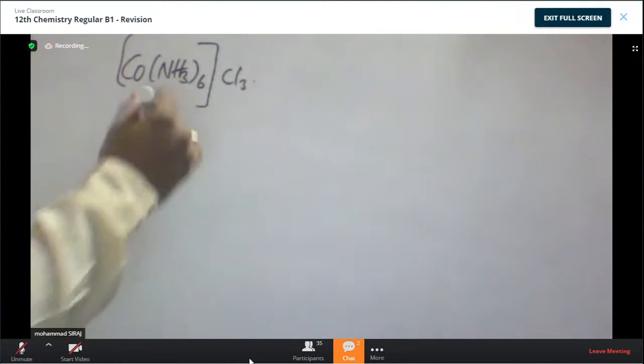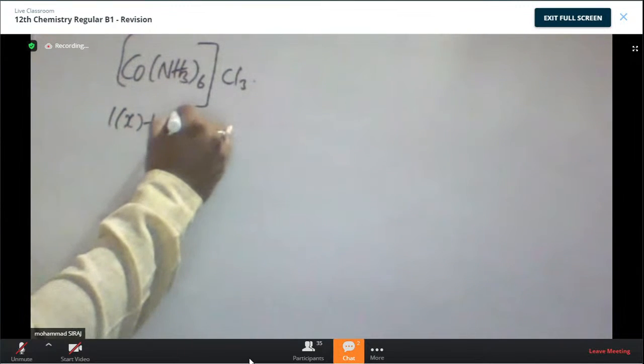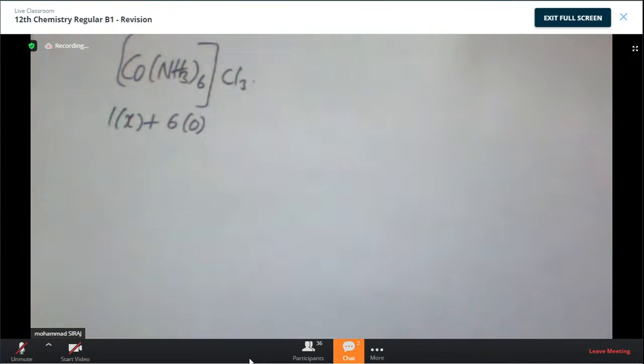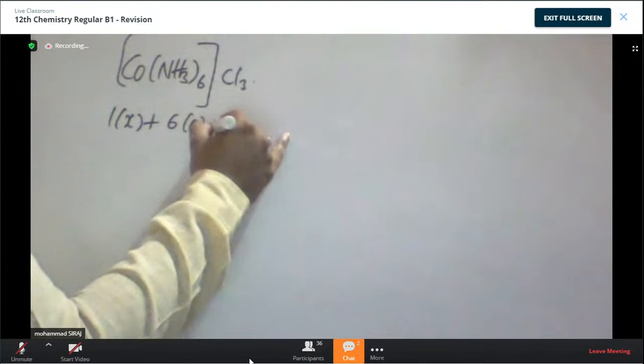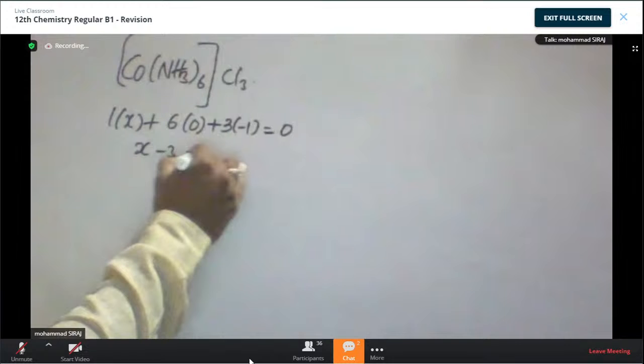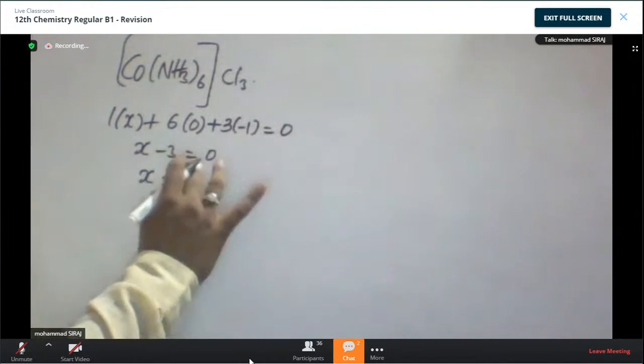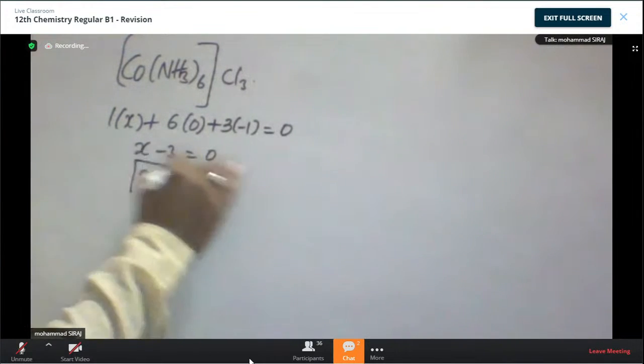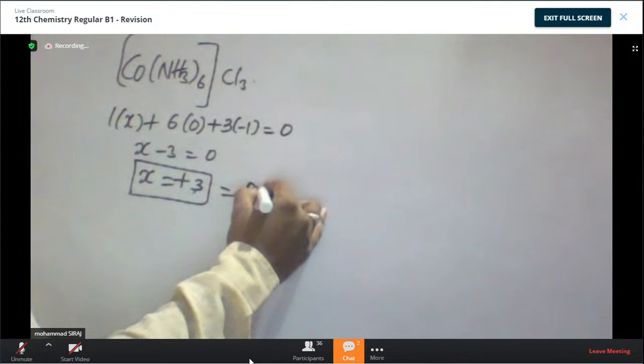Now see, if I'm seeing this one, 1 into X, ammonia is a neutral ligand. Neutral ligand means write 0. 0 plus 3 into minus 1 is equal to 0. X minus 3 is equal to 0. X value is how much? X value is plus 3, that is your primary valency.